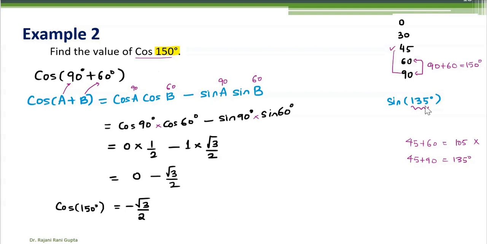So in this case, you will use sine of 45 plus 90 degree and then proceed in the same way as we did in these two examples. Okay, I hope it is clear. Remember this fact: 0 multiplied by any number gives you 0, and 1 multiplied by any number gives you back the same number.